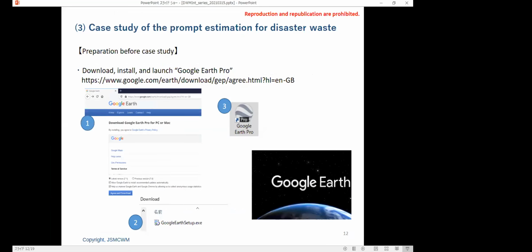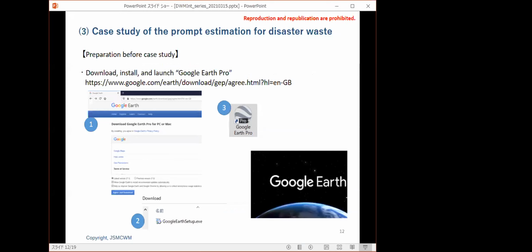So from now, we can estimate the affected area or damaged area by using Google Earth Pro. So I also copy the download site in the chat.